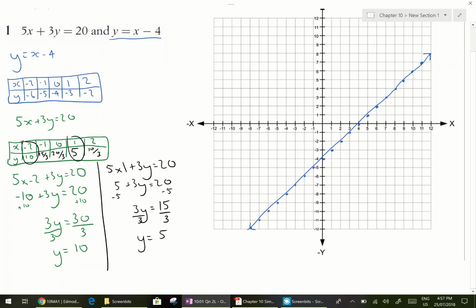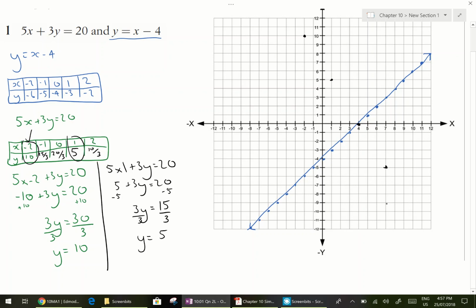So when x is negative 2, y is 10. That's a nice point. That's this point here. When x is 1, y is 5. Between this point here and this point down here, it's gone down 1, 2, 3, 4, 5, and it's gone across 1, 2, 3. So I'm going to do that same thing again: down 5, across 3. Look at that. There's our answer. But I'll keep going.